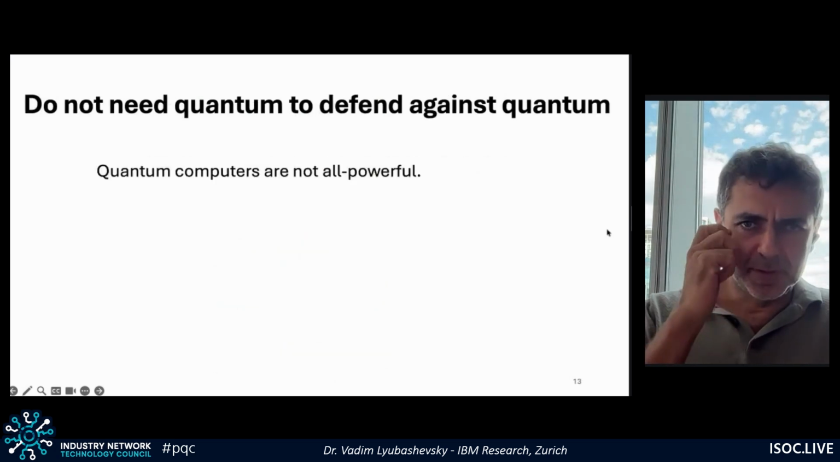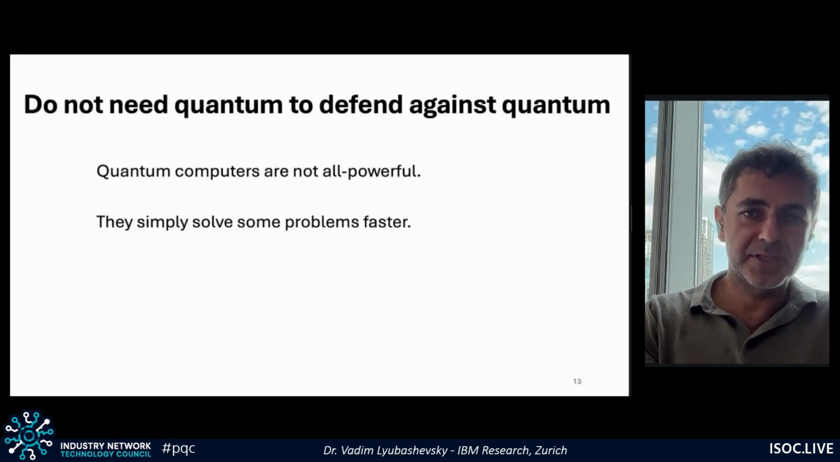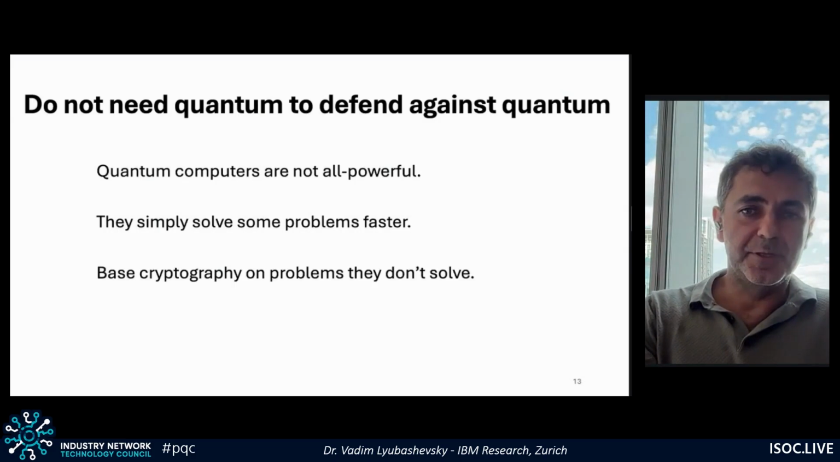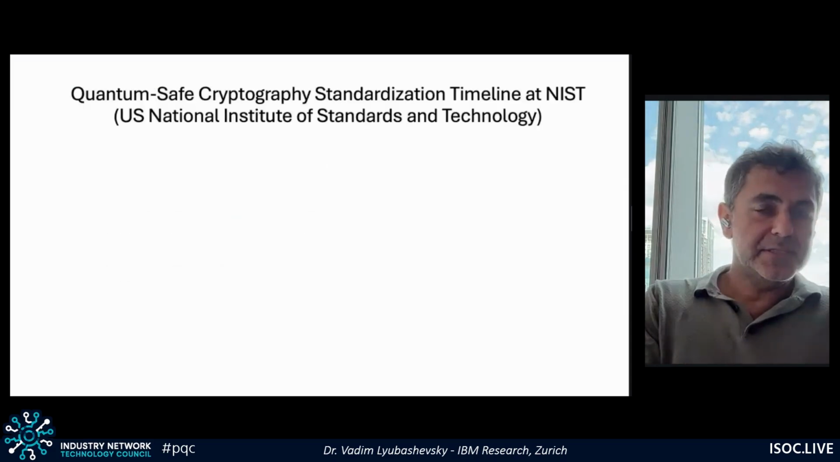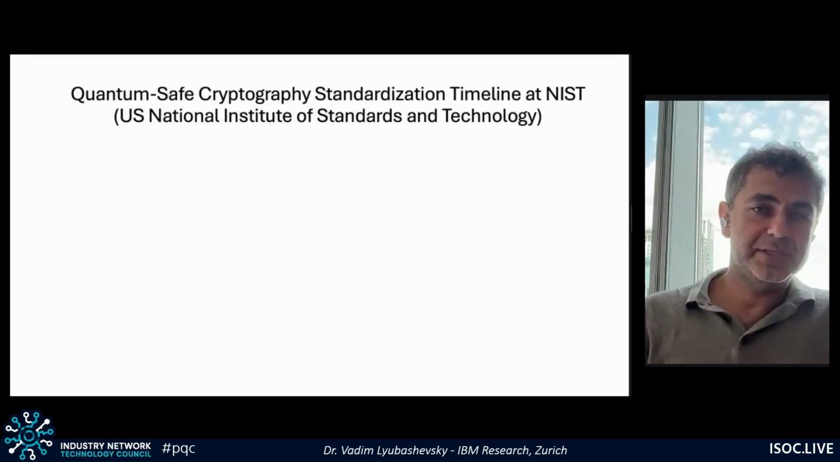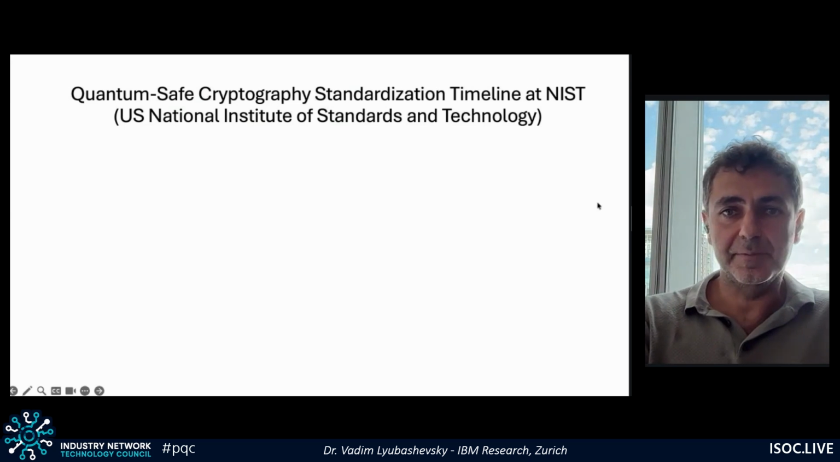Of course, as you all know, we don't need quantum to defend against quantum, because quantum computers are not really all powerful. They simply solve some problems faster. Most problems they do almost nothing with. So let's try to base cryptography on problems we don't think they solve. This was the thesis of NIST and the NSA about 10 years ago: that quantum computers will exist sooner than we think, and we need to plan our cryptography transition accordingly.